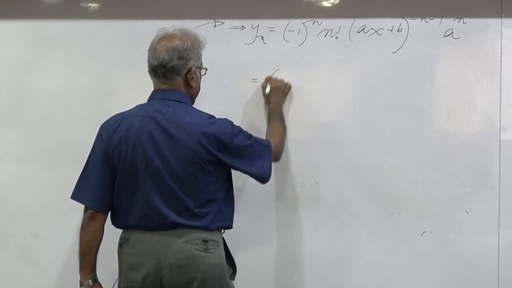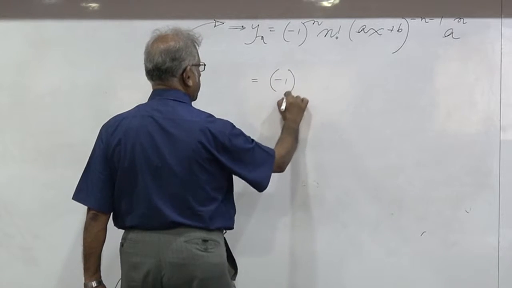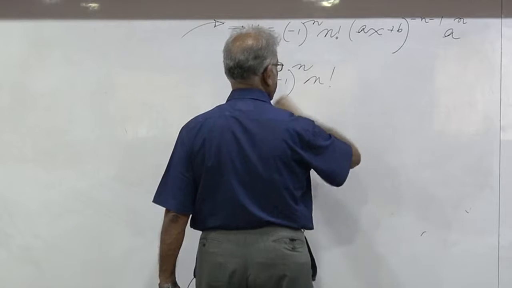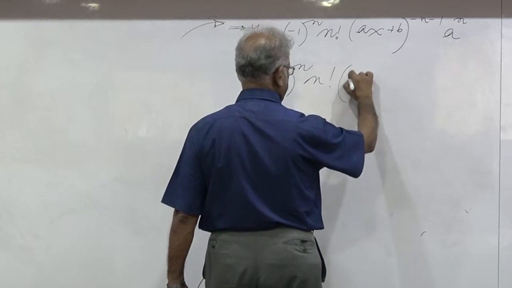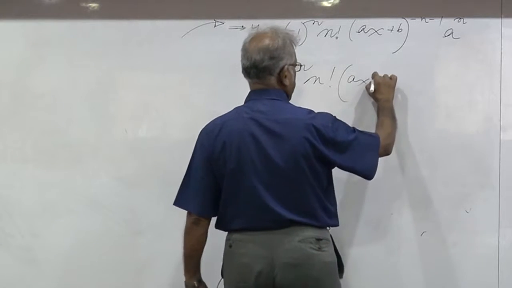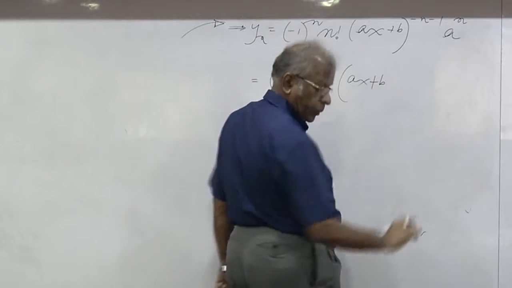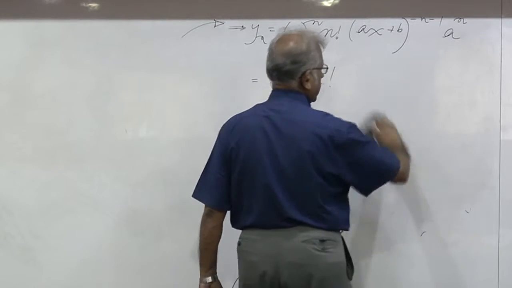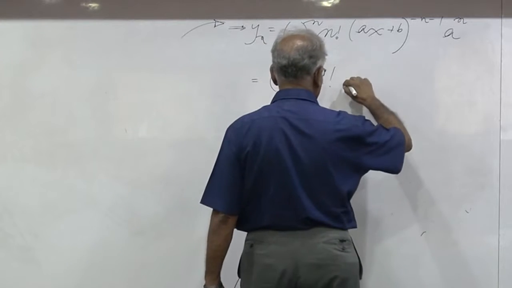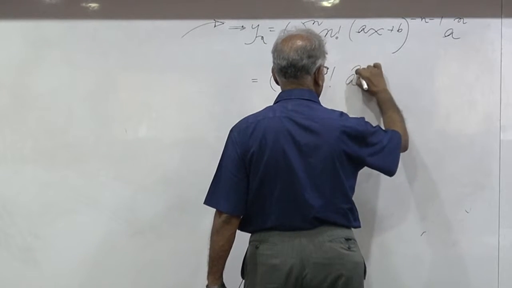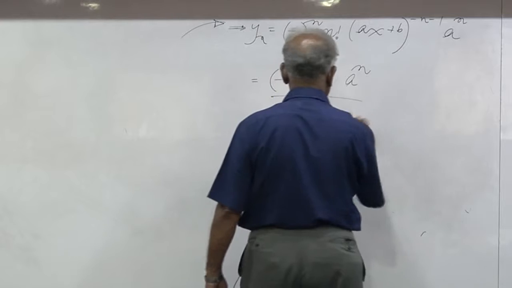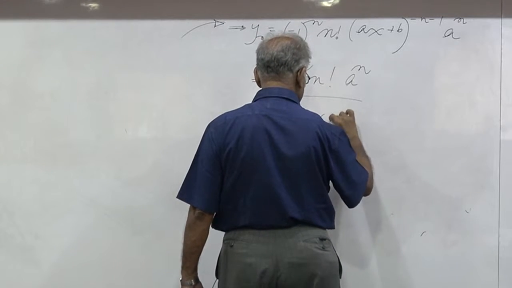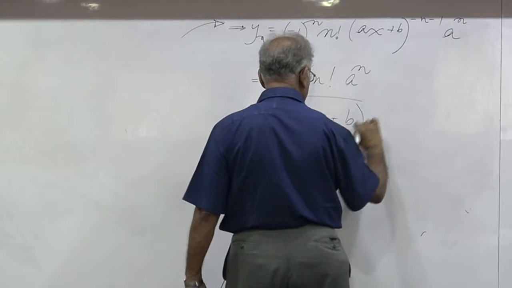this is equal to minus 1 to the power of n factorial, we'll put it down, n factorial a to the power of n and ax plus b to the power of n plus 1.